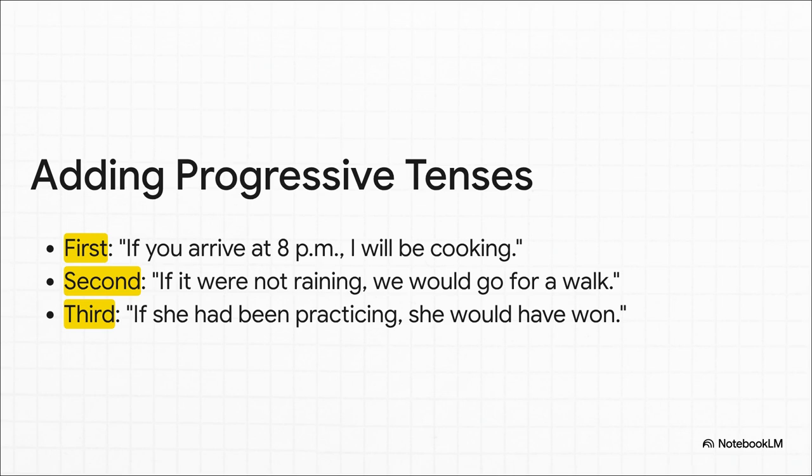So I will be cooking means the cooking will be in progress when you arrive. Or if she had been practicing, that suggests she was practicing over a period of time. It's a really easy way to add a bit more texture and detail to what you're saying.